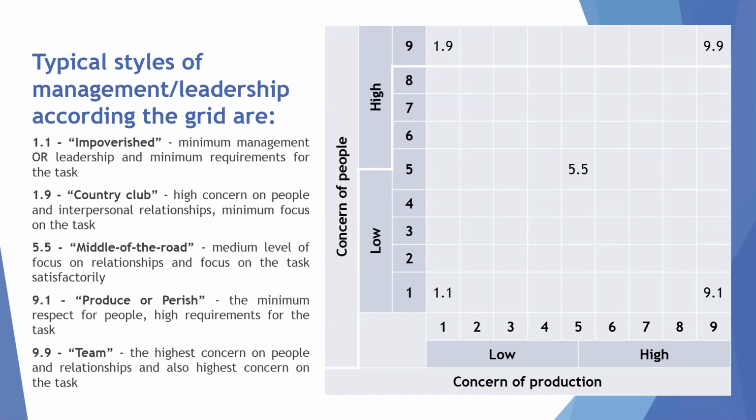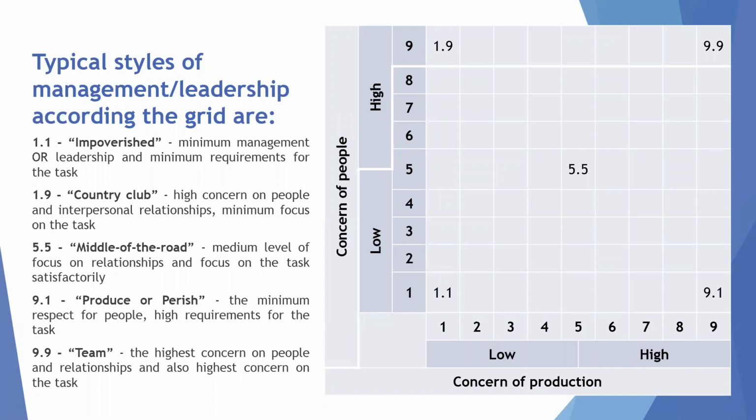Now if you take 1.1, with the two dimensions, the concern for production axis shows a low point, that is 1, and concern for people is also 1, also a low point. So concern for people and concern for production are both low in an organization. For example, the concern this organization is giving to employees is very low, and the concern it is giving to production is also very low. This type of managerial or leadership style we call impoverished management, or impoverished leadership.